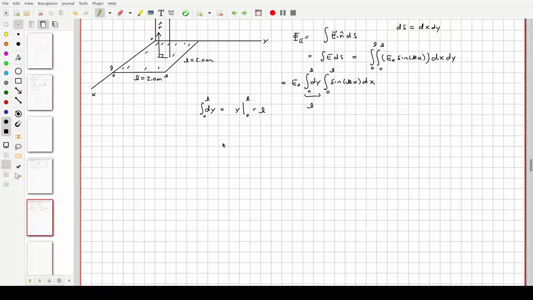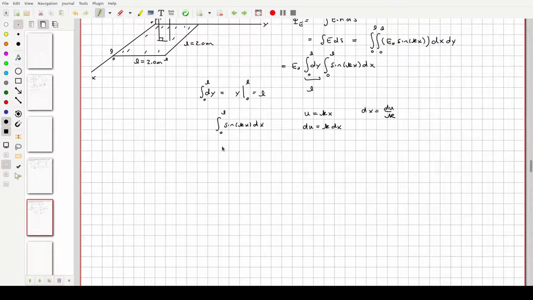For example, if we want to do this, let's do a change of variable first. I'm going to call u k times x. So du is k times dx, or dx is the same thing as du over k.